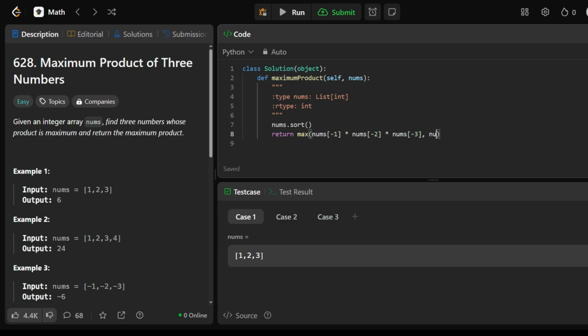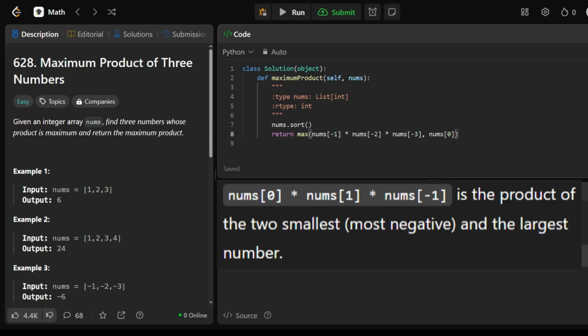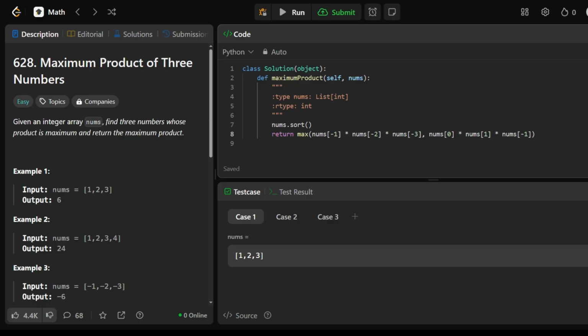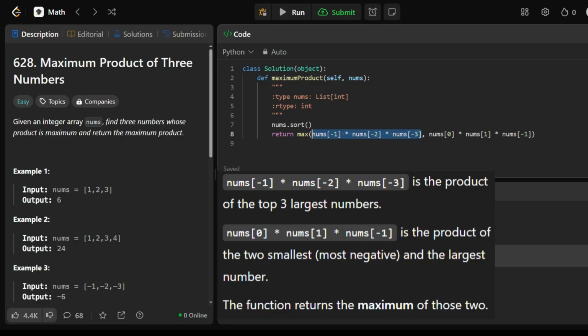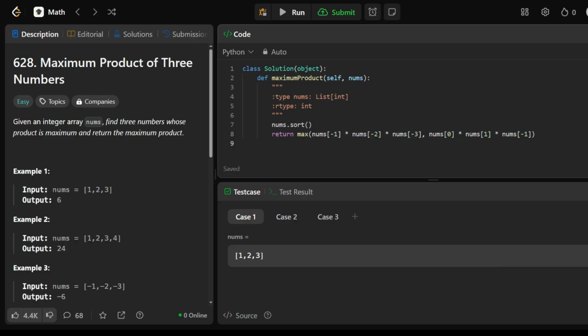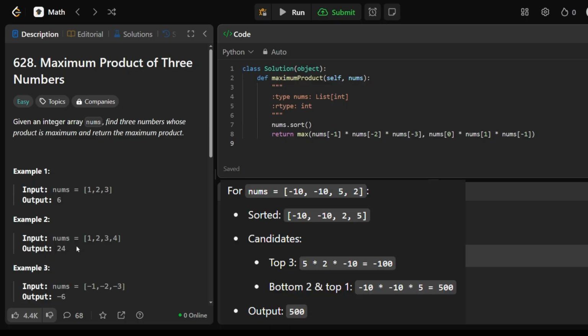Now after that, we're going to write another function. This is going to be nums[0] times nums[1] times nums[-1]. Now I'll explain here. This portion here is simply calculating the product of the top three largest numbers. On the other hand, this portion here is calculating the product of the two smallest, or most negative, and the largest number. Now, I'll provide another example problem on screen that isn't one of these to hopefully build a little bit more intuition behind this answer.